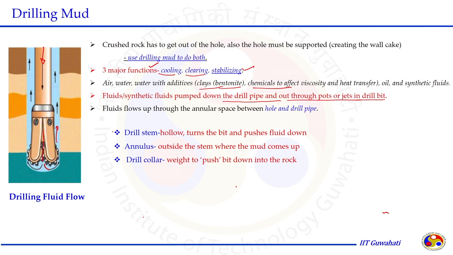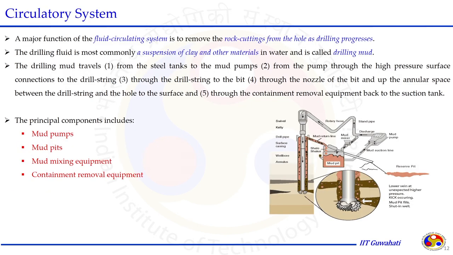There are three major components of this operation: the drill stem, that is hollow, turns the bit and pushes fluid down; the annulus outside the stem where the mud comes up; and the drill collar. This drill collar has more weight compared to the drilling string. It pushes the drilling bit down into the rock, and the drilling operation is performed successfully. The choice of the drilling mud fluid depends on several factors.